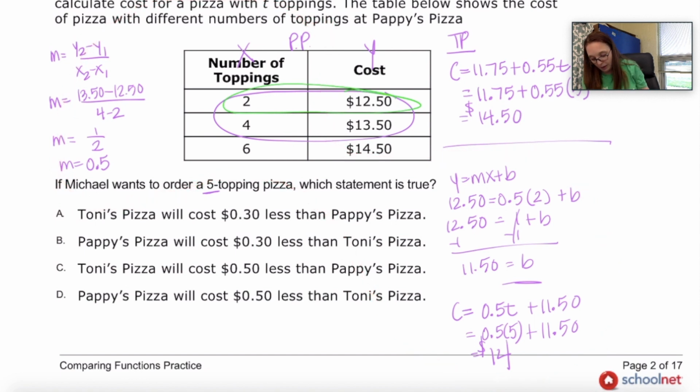Since I know that Pappy's is charging less, I can eliminate A because it says Tony's would be less. C also starts off with Tony's is less. All right, so B and D are both talking about Pappy's Pizza being less. How much less? $14 versus $14.50. So Pappy's Pizza is 50 cents less. So this is answer choice D. Let's do another problem.